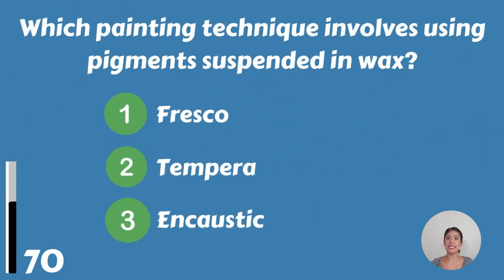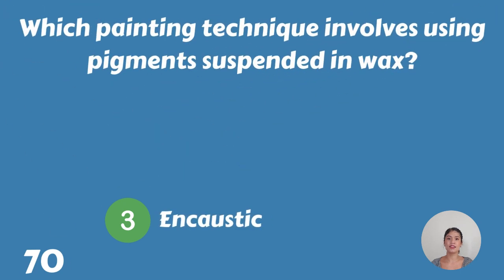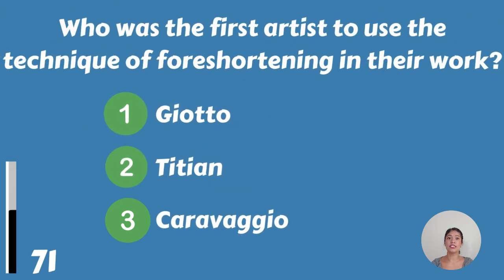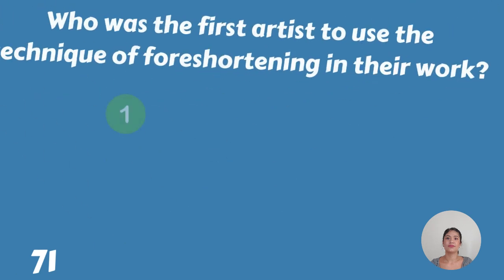Which painting technique involves using pigments suspended in wax? Fresco, tempera, and encaustic. Encaustic. Who was the first artist to use the technique of foreshortening in their work? Giotto, Titian, Caravaggio. Giotto.